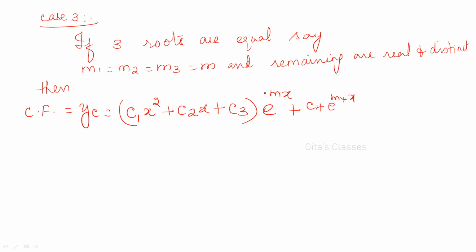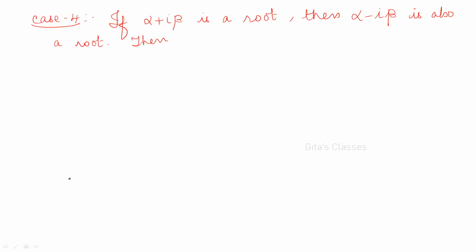If you have only three roots, we can stop here. This is the generalized one, that's why I am writing e power m and x. However many constants you have, accordingly we have to write. Now, all are real we have seen.